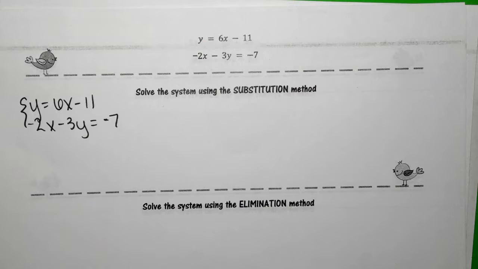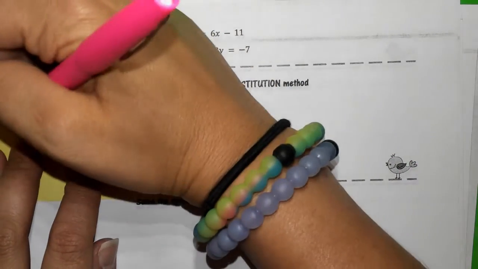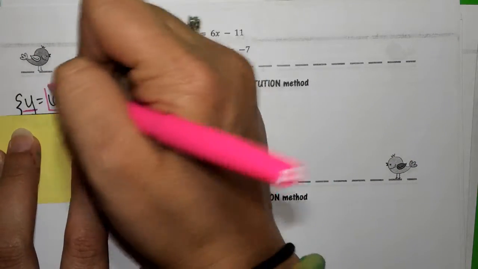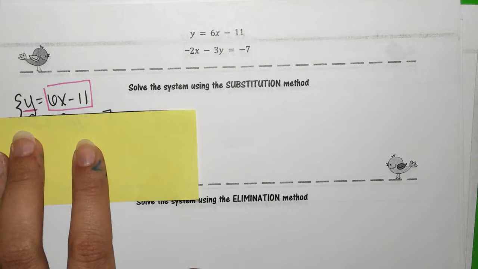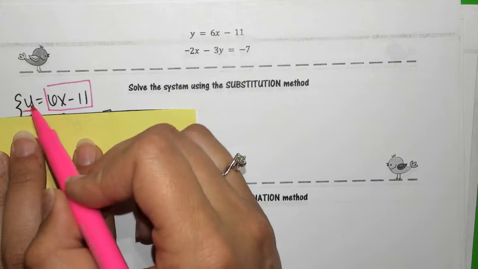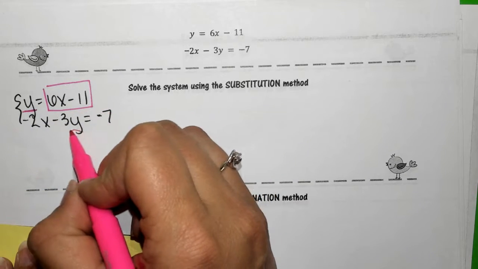Now, do we know what y equals? Yes, 6x minus 11. Awesome. So I want you to underline this y, and I want you to put a box around what y equals. Now, we're going to plug this in for y right here.